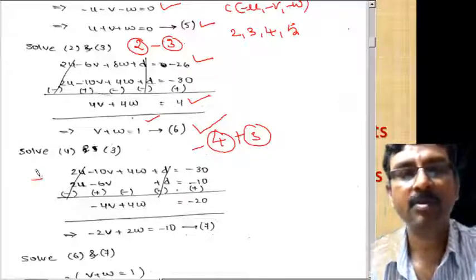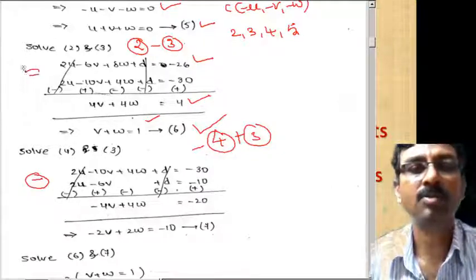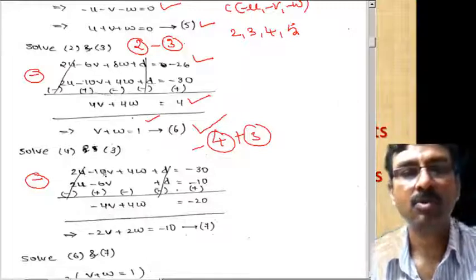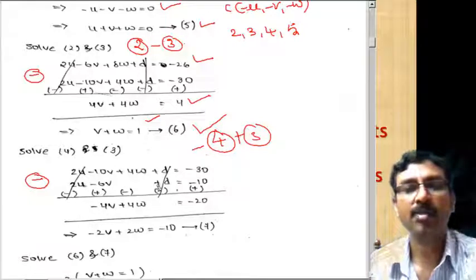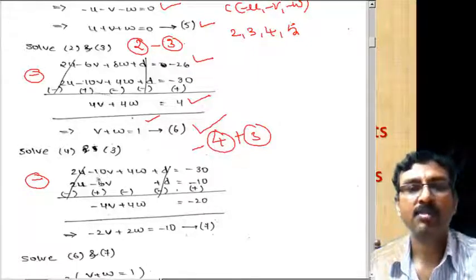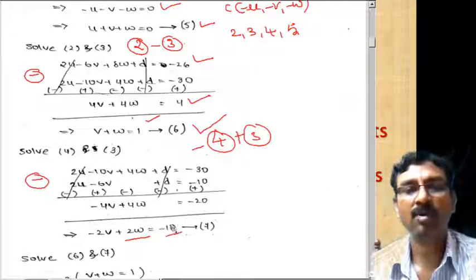So subtracting, changing the signs, plus minus, d gets cancelled, 4w, minus 10 plus 6, and 2u gets cancelled, minus 4v. Taking 2 as common and cancelling both sides, we get minus 2v plus 2w equal to minus 10.